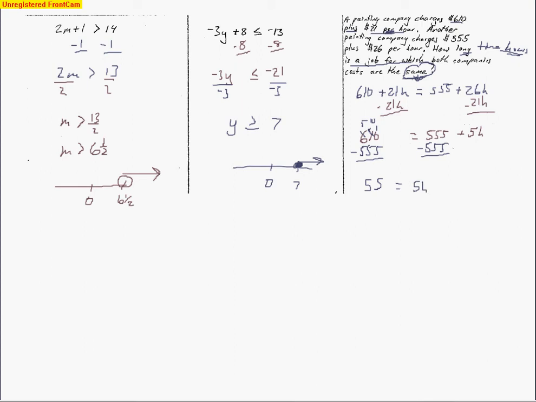So we've got one more step. I'm just going to divide by 5, and we've got our answer. So 11 equals h. And give me some units on that. So it's going to be 11 hours is the amount of time it's going to take until the two companies end up charging the same amount.